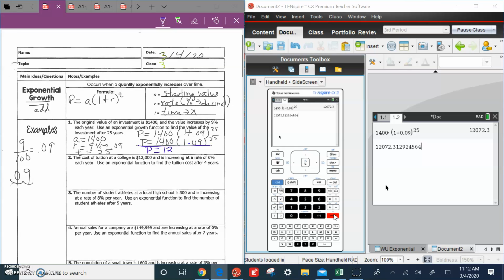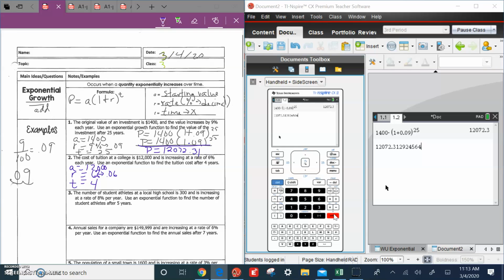All right, our answer is $12,072 with 31 cents. We stop at 31 because money usually has 2 decimals. All right, number 2, A equals 12,000. We're going to pay tuition, and it's going to be increasing by a rate of 6%. So you change that to 0.06, right? Because it's percent. And then time, it wants to know what it is going to cost after 4 years.